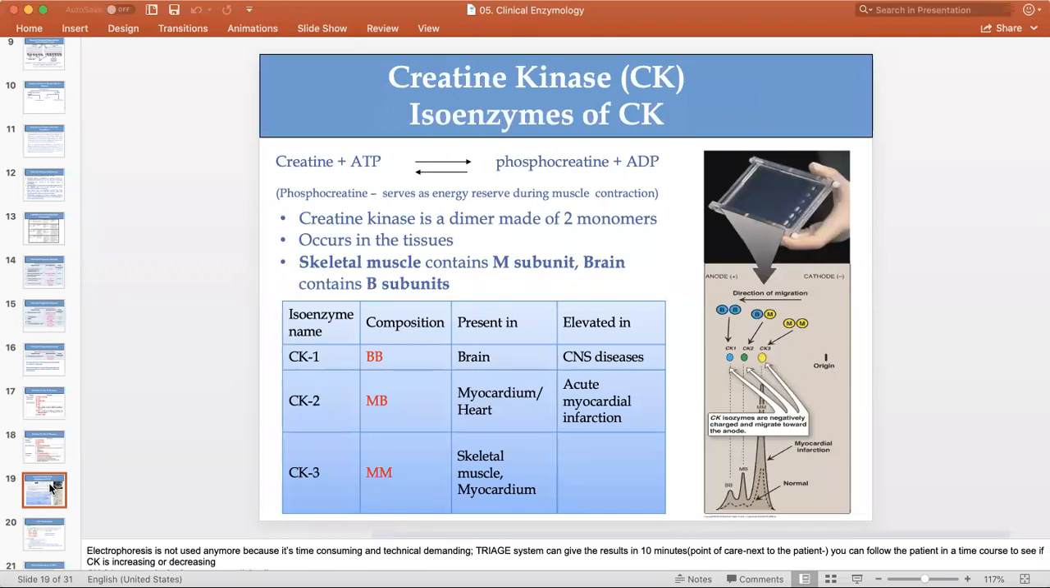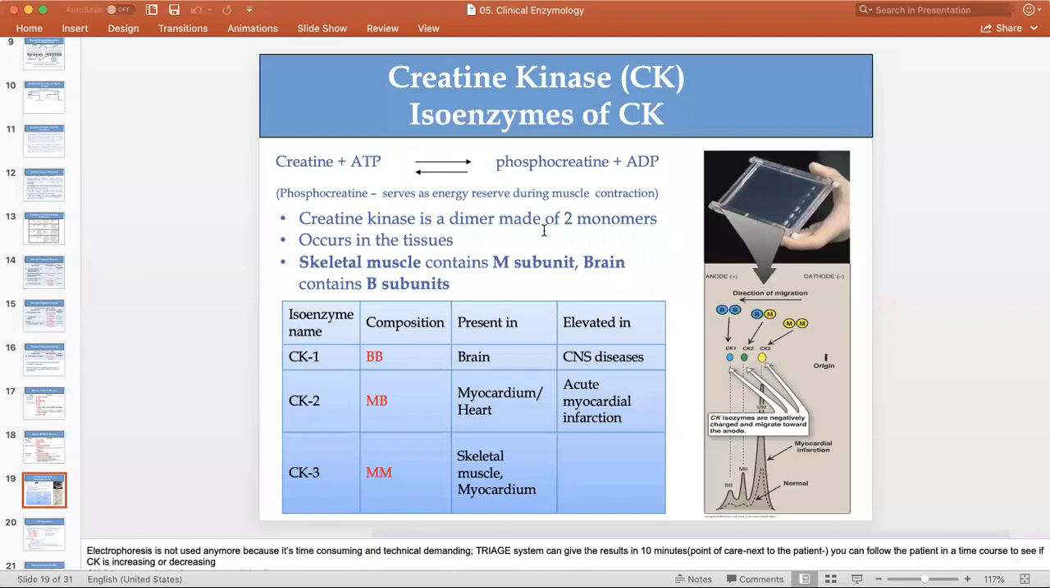Let's talk briefly about the creatine kinase and the different isozymes of creatine kinase. So the function of creatine kinase we discussed before is that it is used to provide rapid energy. So the rapid energy is coming in the form of your phosphocreatine. So we have creatine plus ATP will give your phosphocreatine and ADP. This phosphocreatine is the one that provides the rapid energy to the muscles when the muscles are contracting. And the enzyme which carries out this reaction is your creatine kinase.